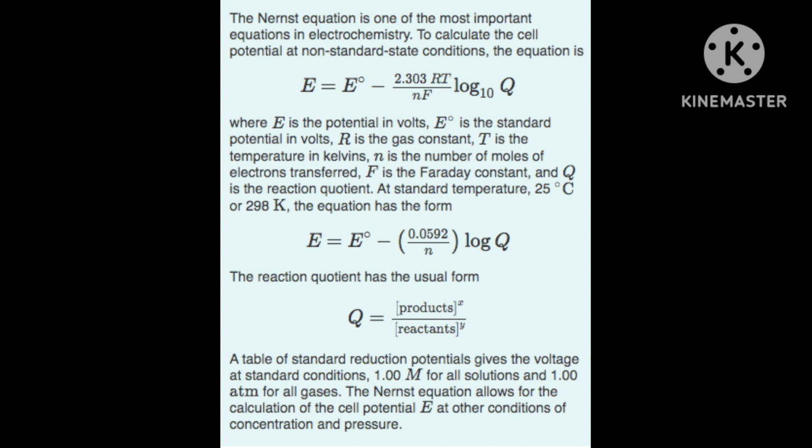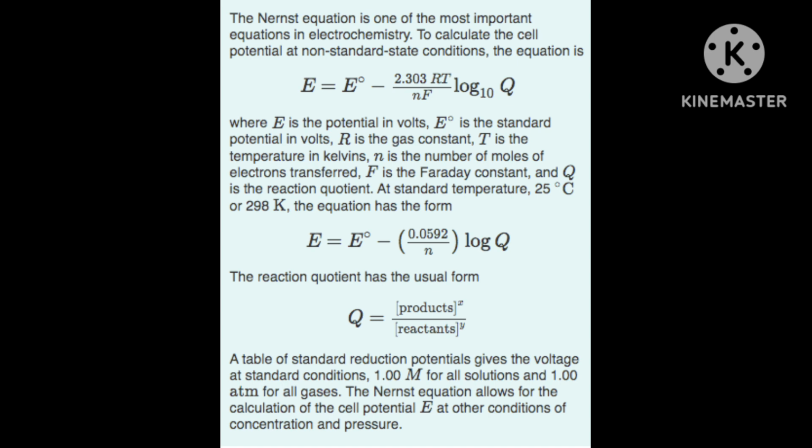Then Q is product divided by reactant. The product is M, and the reactant is M^n+. Molar concentration of M, written in a big bracket, divided by the molar concentration of M^n+ in bracket, with the reactant written down below. Then you have written the Q value.